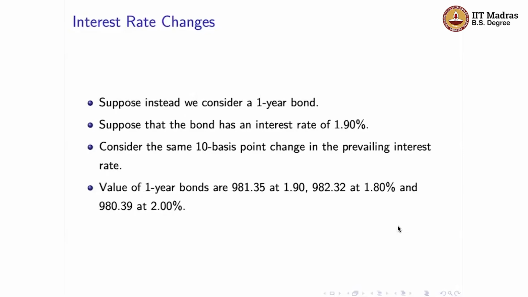Okay, what about if we had a 1-year bond? So let's do similar calculations. Suppose that again the bond had an interest rate of 1.90%, and now consider the same 10 basis point changes as we were doing. So we just want to keep the interest rate changes the same as our previous case of the 30-year bond, but we only want to change the maturity of the bond from 30 years to 1 year, right?